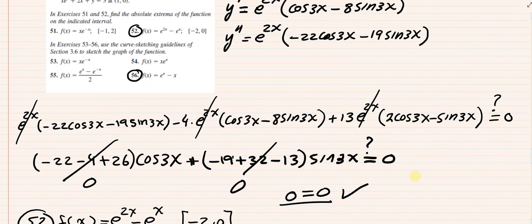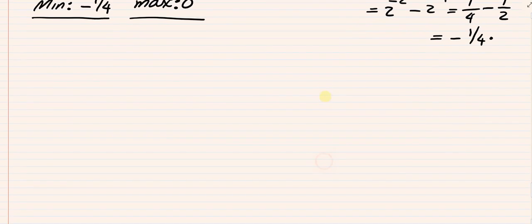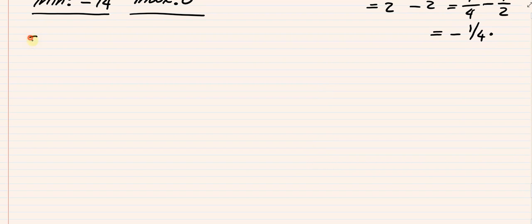Let's look at one last exercise from this section and we'll be done. This last exercise: use curve sketching guidelines of section 3.6 to sketch the graph of the function e to the x minus x. So this is number 56 now. F of x equals e to the x minus x.